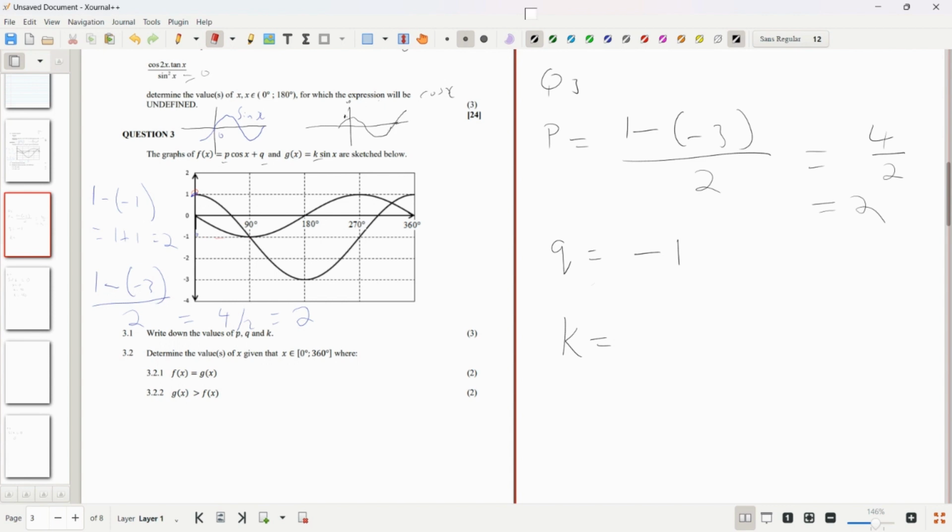So we can say that k has to be what? -1. This one, it will be -1. It won't be +1. If it was +1, it would have been like this, right? Now it's negative, it's like this, right? So you got all your values for K, Q, and P. Okay, let's move forward.